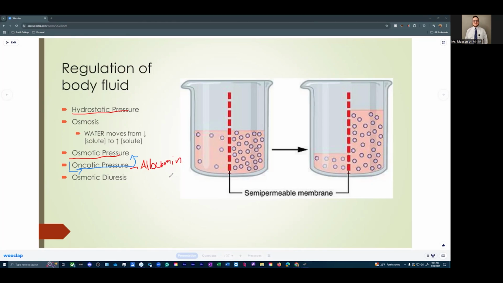Albumin. I'm not the best speller. You'll learn with me. I can tell you all the smart words in the world, but I'm a nurse first, not the best speller. We'll never win a spelling bee, but that's okay.